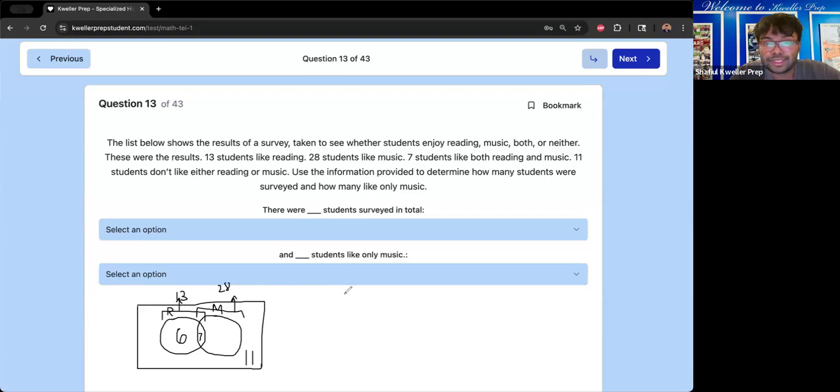Okay, and then 28 students like music, same logic here. If 28 students like music and 7 students like both of them, 28 minus 7 is 21. There are 21 students that just like music, they don't like reading. So now we have all our numbers here. We can just add these all up, and these are the total students that were surveyed. So 6 plus 7 plus 21 plus 11.